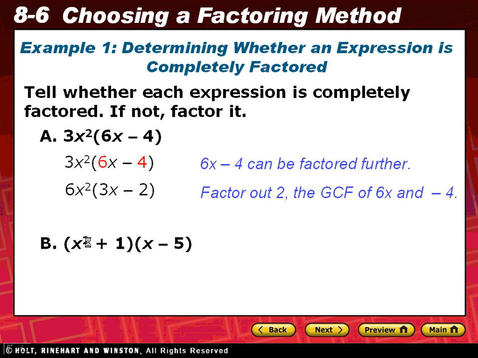Look at problem B, x squared plus 1 times x minus 5. Looking at these, there are no factors that we can take out of either of those binomials other than just a 1. So this is completely factored.